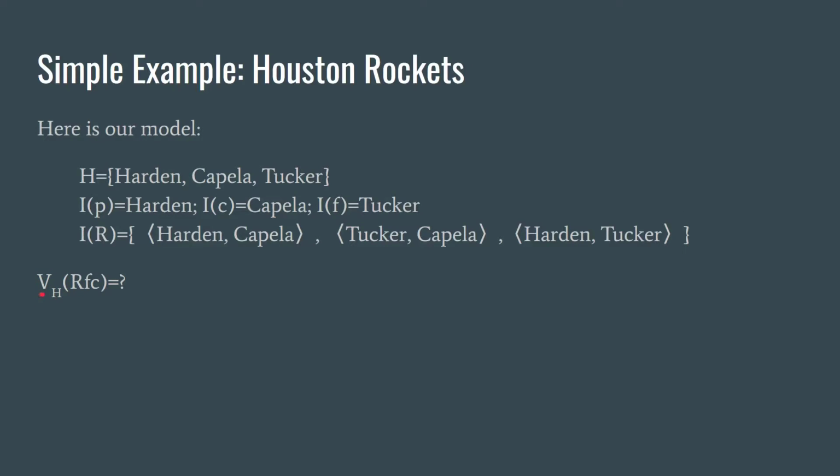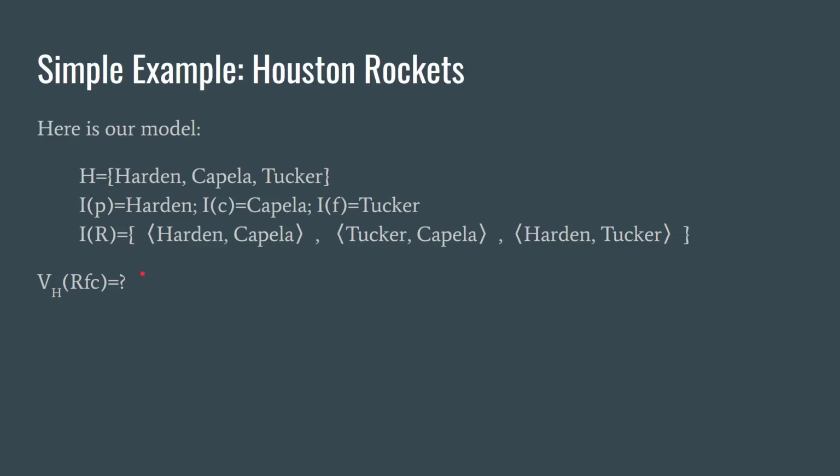So, first example, we have the sentence, the forward is better at shooting threes than the center. Now, you want to look at your model and determine whether that sentence comes out true on this model. Think about how the valuation function is defined. This sentence is only going to come out true if the ordered pair consisting of the interpretation of F and the interpretation of C is a member of the set IR. So you want to look at, does this set IR here contain an ordered pair with the forward as the first entry and the center as the second entry?